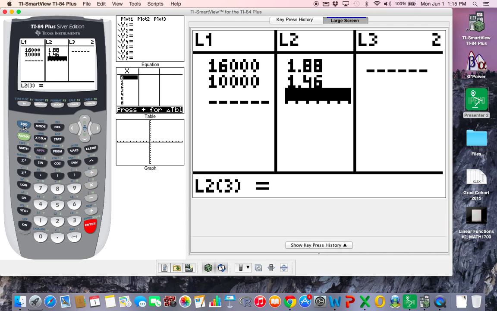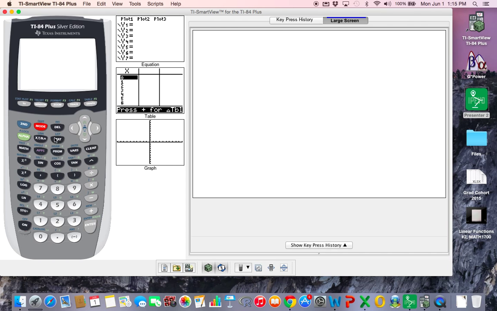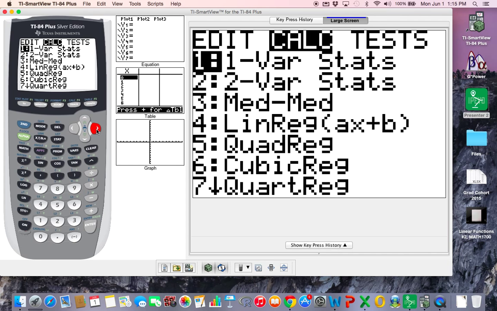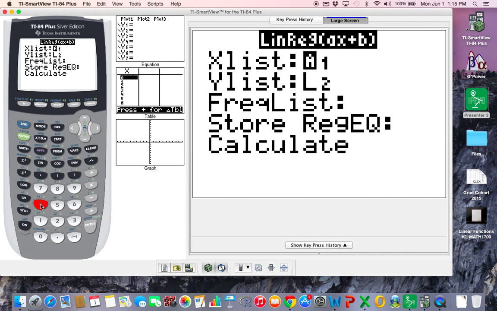Now, just like before, we'll go second function quit. Go back into Stat. Go over to Calc, come down to number 4. Now, this is a little different, and this is exactly the reason that I wanted to show it this way. Depending on the operating system in your calculator, this linear regression ax plus b will come up differently. Now, this is a newer operating system than the calculator that I showed in previous videos. But nevertheless, it's probably easier because XList needs to be L1. Again, those are gotten from access down here between 1 and 2.